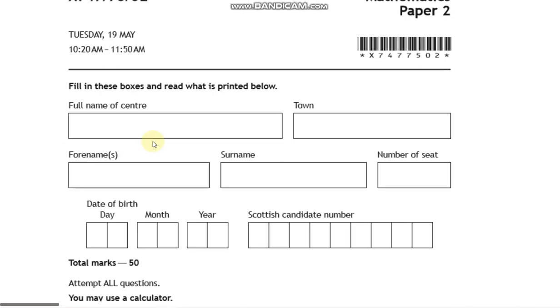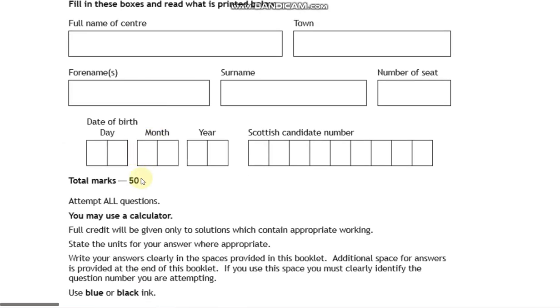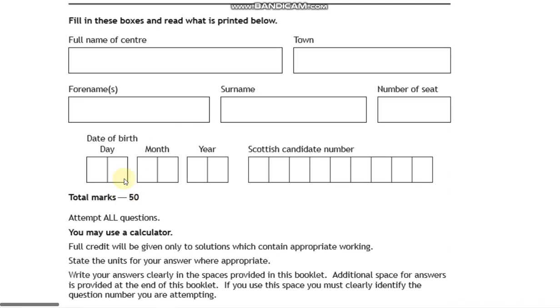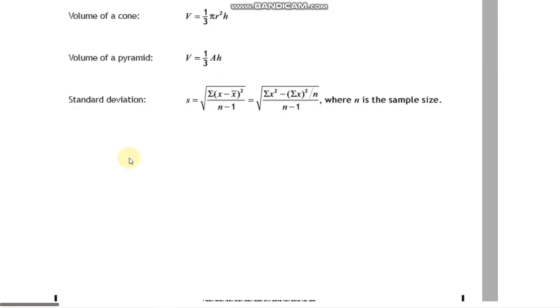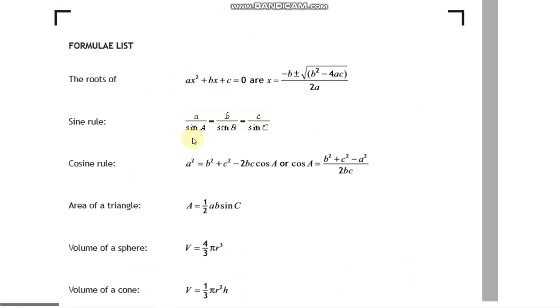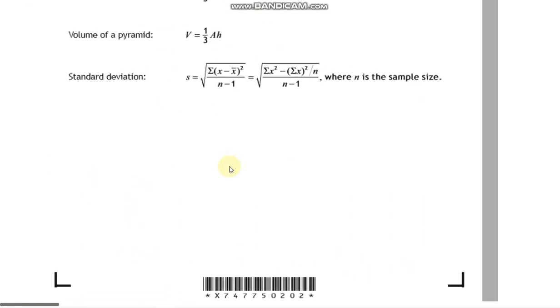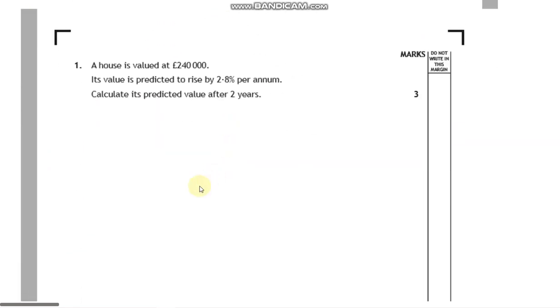Okay, let's look at the calculator paper. So just slightly more marks in the calc paper, 50 versus 40. A little bit longer as well, an hour and a half versus about an hour. So don't forget, we've got a formula sheet. We'll probably use that a bit more than before. So yeah, let's crack on.